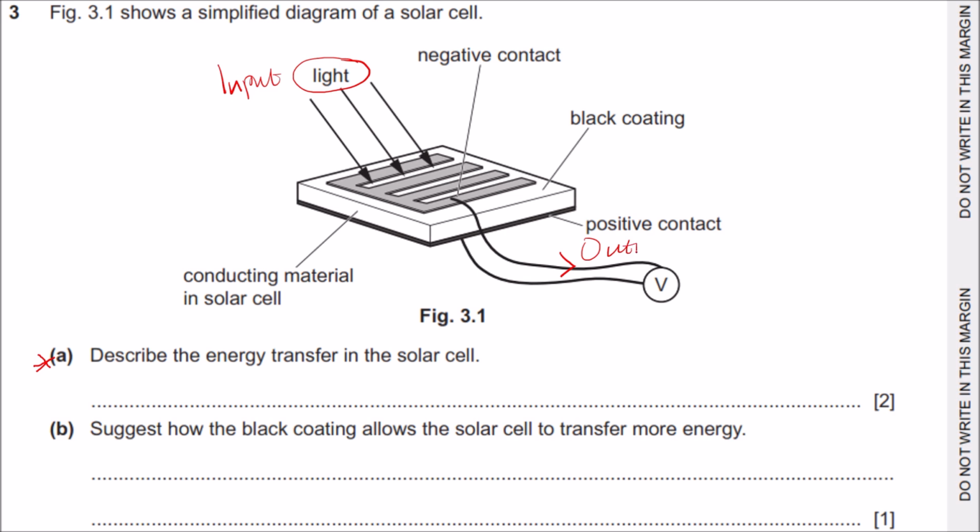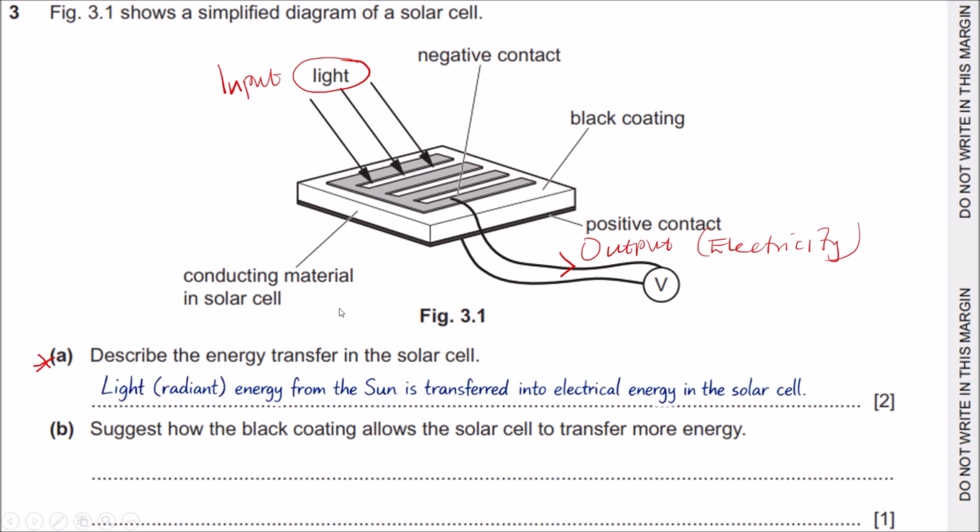Our output is electrical energy. Therefore, if we are to describe the energy transfer in the solar cell, we need to talk about the energy conversions in a description format, not stating. So we are going to have an ideal answer which says light energy from the sun is transferred into electrical energy in the solar cell.